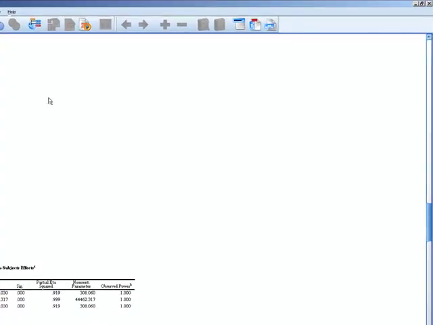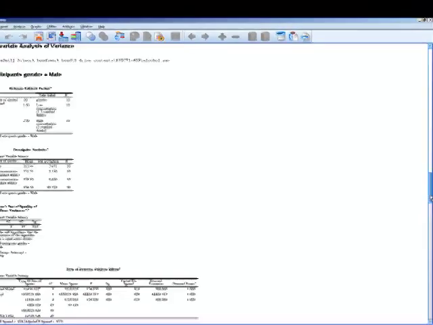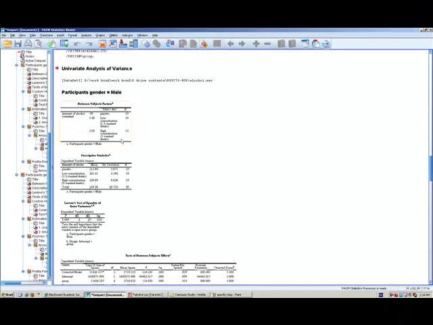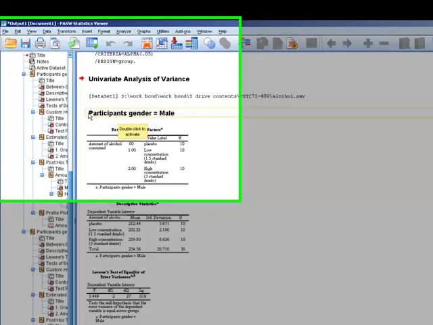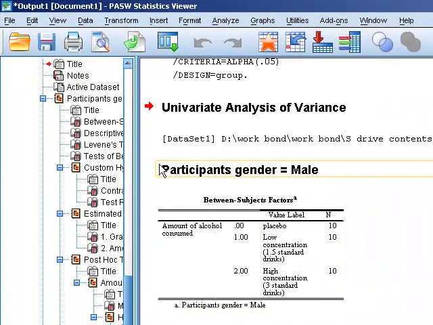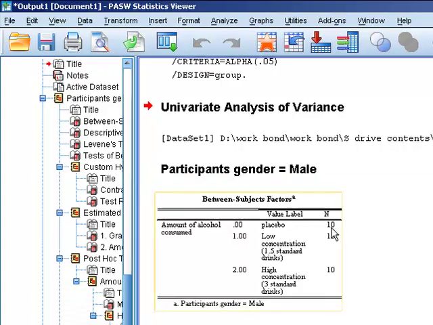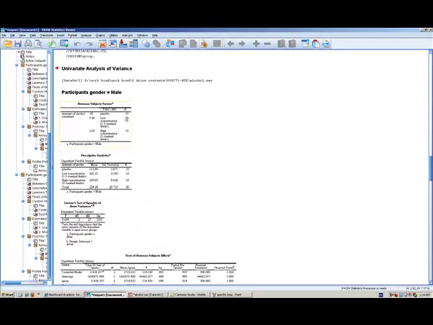Once again, we have the output looking much as it did previously. You can see this time though, the first set of output is labelled participants' gender equals male. We can see that we've got 10 males in the placebo group, 10 in the low concentration group, 10 in the high concentration group.